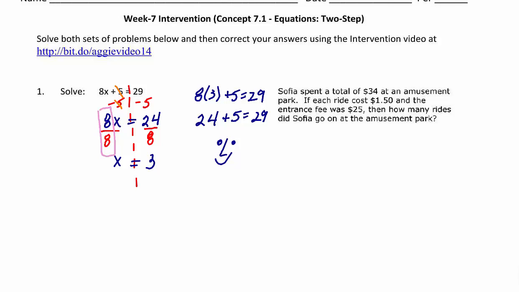All right, second problem. Give ourselves a little room to work there. Second problem. Sophia spent a total of $34 at the amusement park. Each ride was $1.50. The entrance fee was $25. How many rides did Sophia go on at the amusement park?